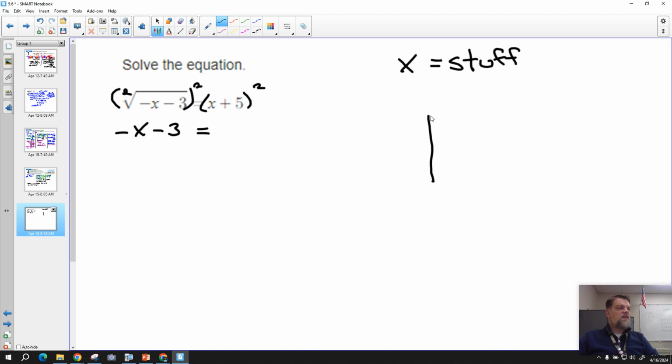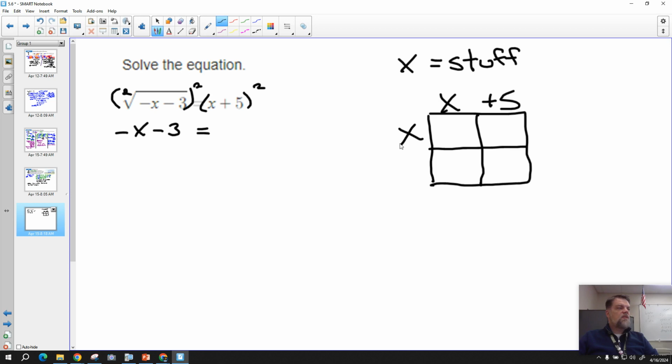So to do the x plus 5 squared, I'm going to come over here and say x plus 5 times the quantity x plus 5. So x times x is x squared, 5 times x is a positive 5x, 5 times x is a positive 5x, and then 5 times 5 is 25. So this whole thing becomes x squared, we're going to combine like terms, plus 10x plus 25.